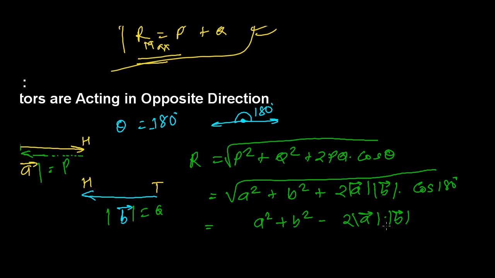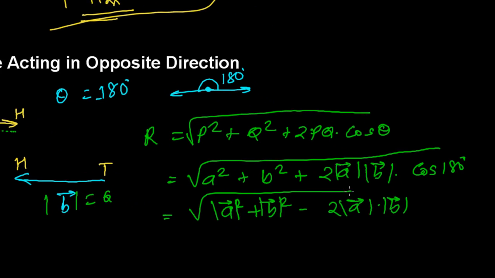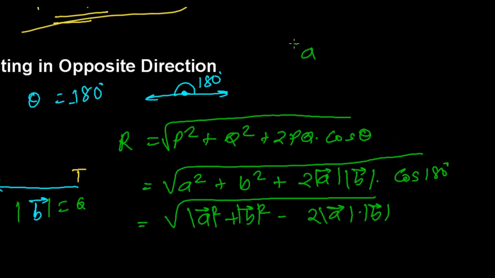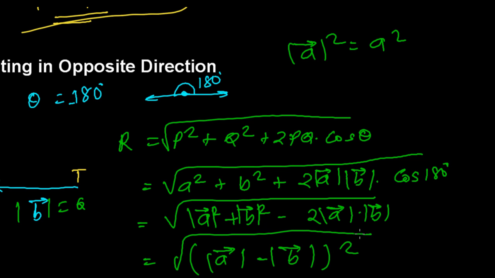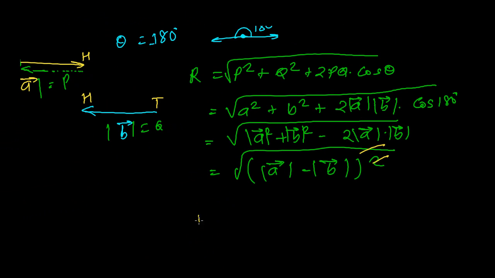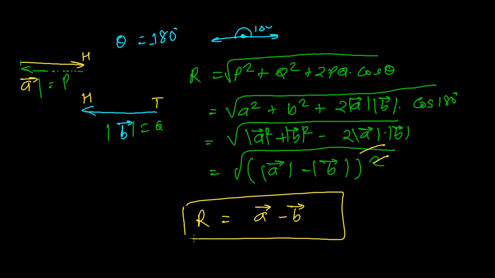And the same thing can also be written like this. I have already mentioned that the square of this is written also like this. So now it is simply A square, vector A minus vector B, whole square. All are inside the root. So now I can cancel this square root with this square, and finally our resultant is vector A minus vector B. So this is the resultant, and this is again magnitude.